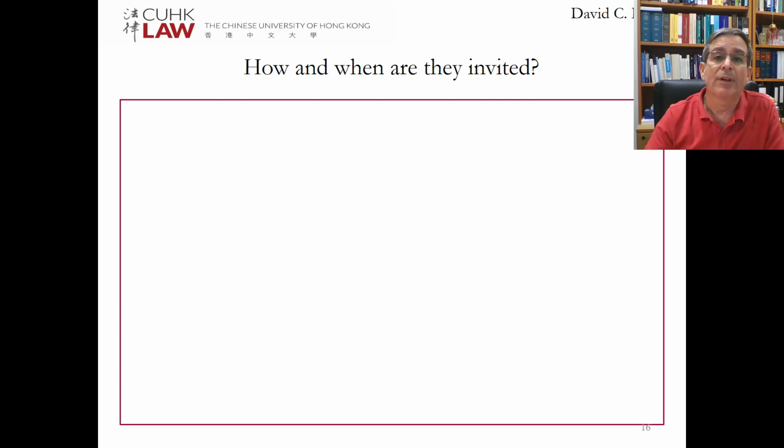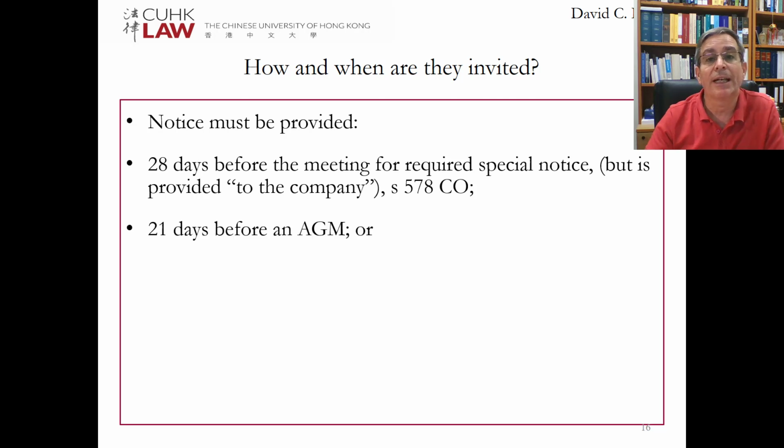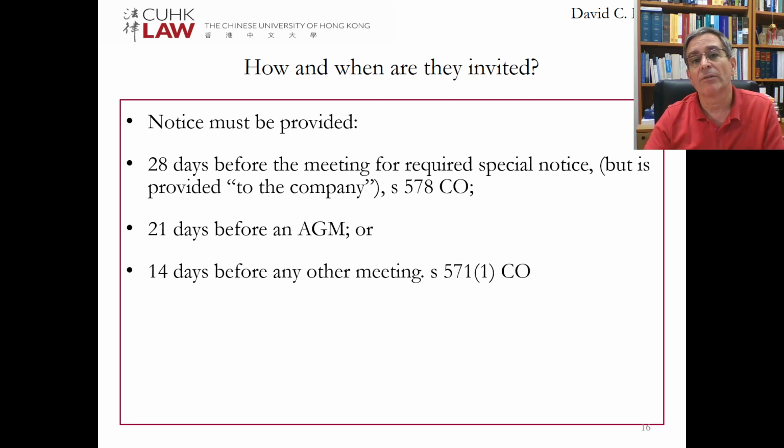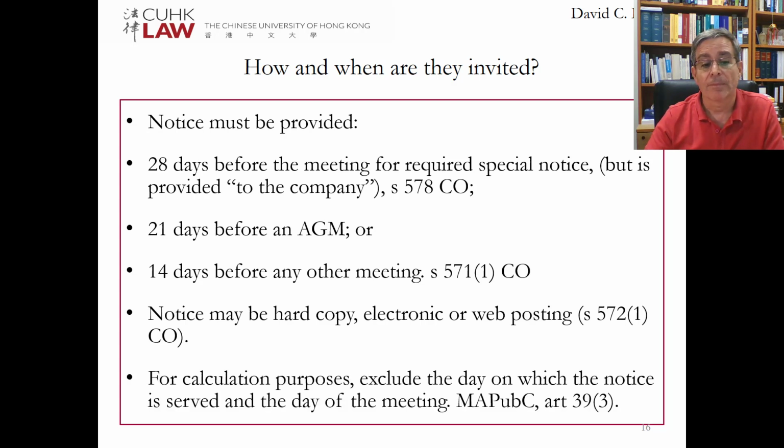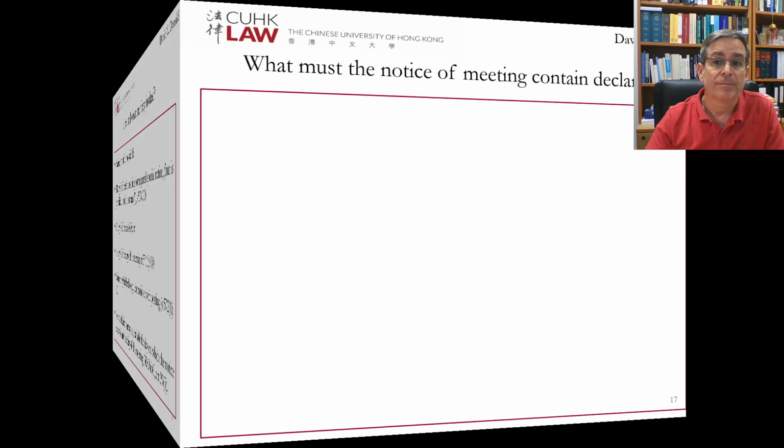So how and when inviting, we have a couple of relatively clear periods for invitation. The period which is most used will be the 21-day for the AGM. A special meeting, something like removal of a director, is a longer period of 28 days. And then a meeting called for a special purpose, such as a transaction, allocation of shares, something along that line, will be a 14-day period. Notice may be hard copy, electronic, or even web posting. And then the model articles for public companies give a rule for counting the days.